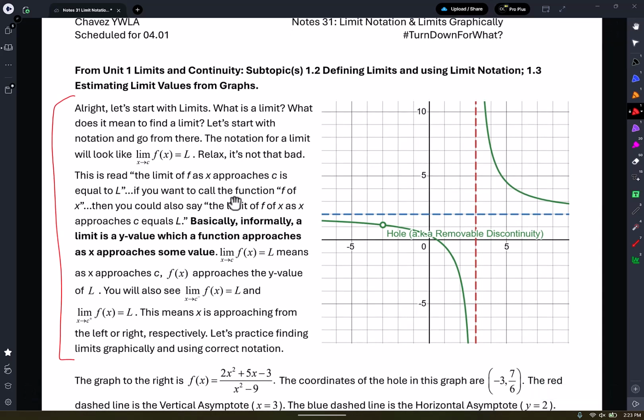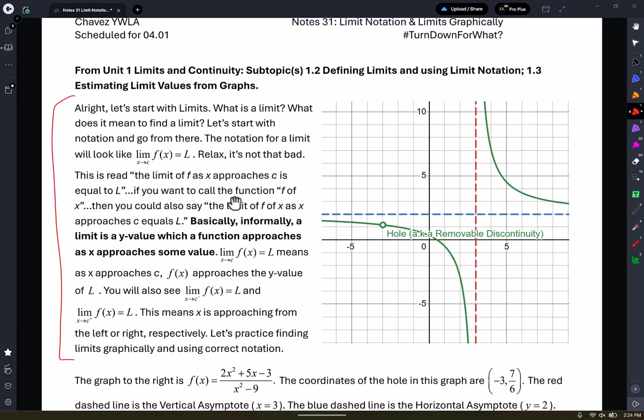All right, let's start with limits. What is a limit? What does it mean to find a limit? Let's start with notation. Relax, it's not that bad. This is read as the limit of f as x approaches c is equal to l. If you want to call the function f of x, you could also say the limit of f of x as x approaches c equals l. Informally, the limit is a y value which a function approaches as x approaches some value. That means as x approaches c, f of x approaches the y value of l.